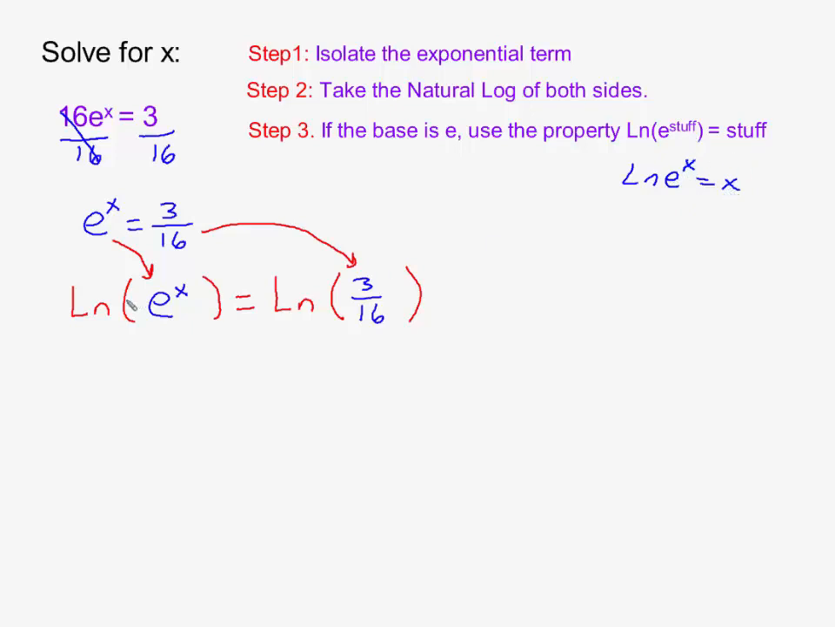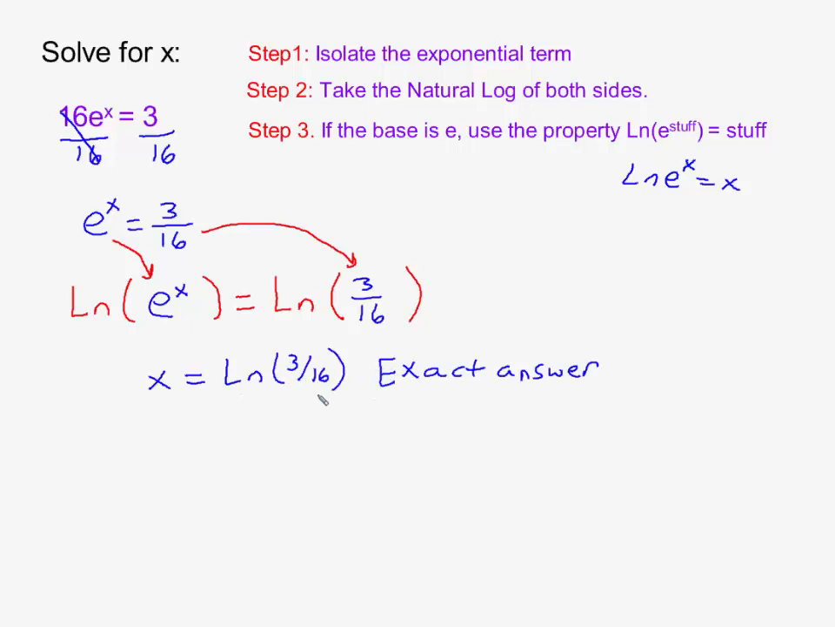In other words, it's almost as if you can consider these things canceling, but then realize that the x is no longer in the exponent. So when I write it, this will just look like x equals, and I'm done solving for x. So x turns out to be the natural log of 3/16. This is what we call an exact answer.